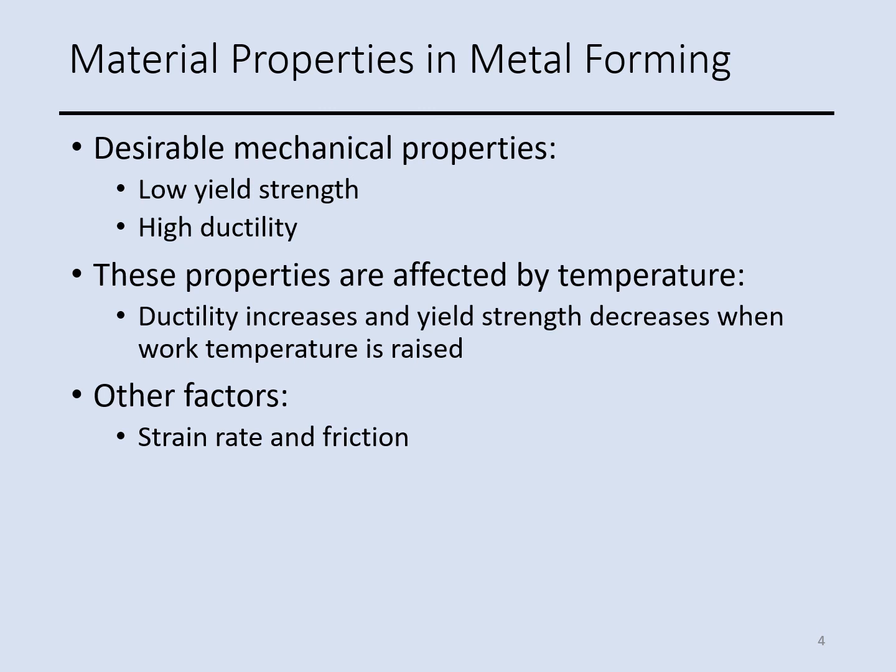And these properties are affected by temperature. Ductility increases if temperature goes up. Yield strength decreases as the temperature goes up. So as you see, if the temperature goes up, these properties become more favorable. There are other factors that we discuss later, strain rate and friction. These affect the metal forming processes as well.